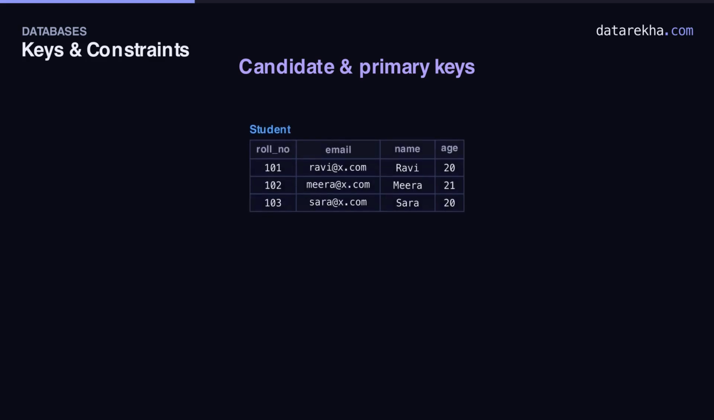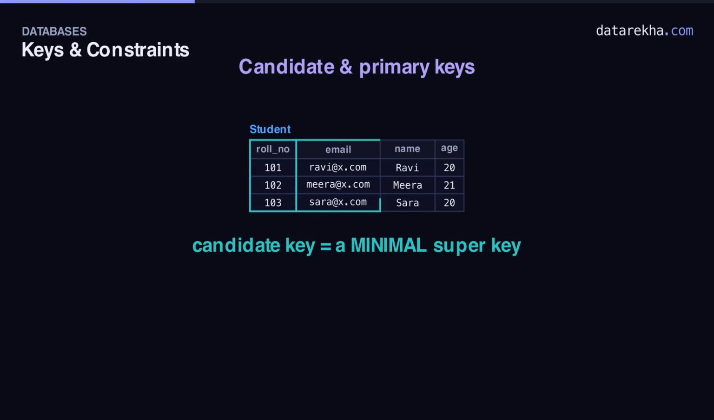Among all those super keys, we want the lean ones, the ones with no wasted columns. A candidate key is a minimal super key. It is unique, and you can't throw away a single column and keep that uniqueness. Roll number on its own is unique, and it has nothing left to drop. So it's a candidate key. Email on its own is unique too. This table has two candidate keys, standing perfectly equal.